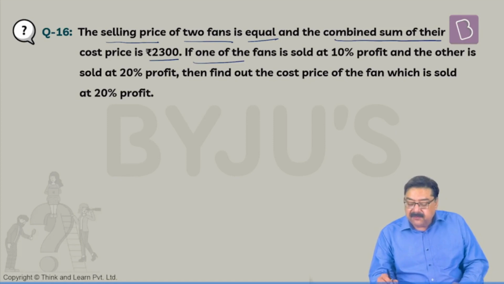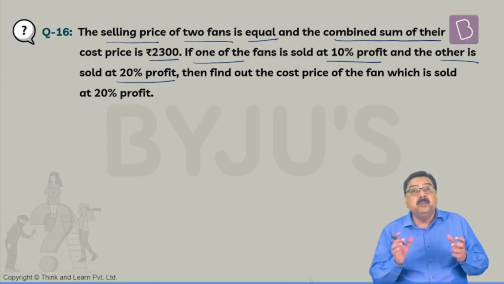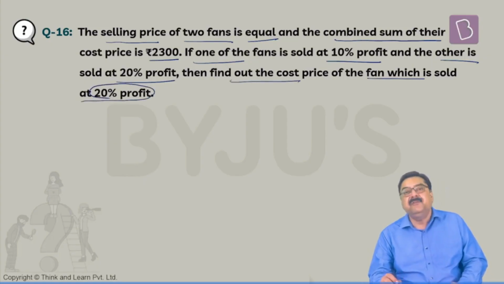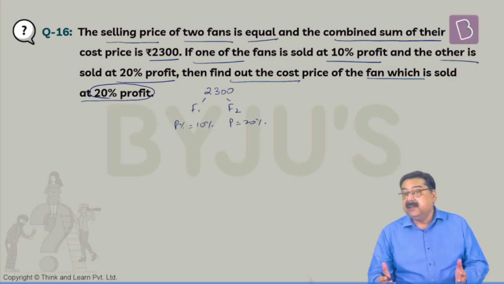The selling price of two fans is equal and the combined sum of their cost price is rupees 2300. If one of the fans is sold at 10% profit and the other is sold at 20% profit, both are sold at profit and both profit values are different. One is 10%, the other is 20%. Then find out the cost price of the fan which is sold at 20% profit. See, the combined cost price is 2300, fan 1 and fan 2. Fan 1 is sold at a profit of 10%. Fan 2 is sold at a profit of 20% and the selling prices are equal.